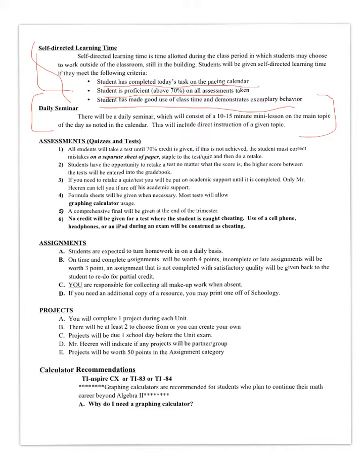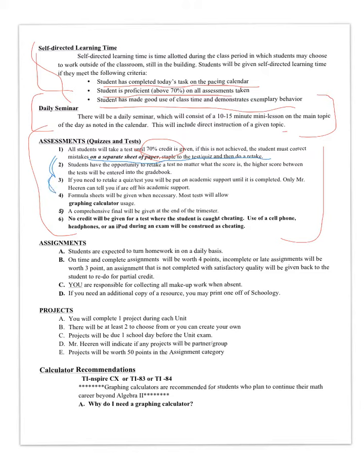All right, assessments, quizzes, and tests. You need to keep taking every quiz and test until you get at least 70%. The student must correct mistakes. I'll give you something to correct the mistakes on. Staple the test and then do a retake. And then you can retake anything that you want. So if you get 71%, but you want something better, you can definitely do a retake.